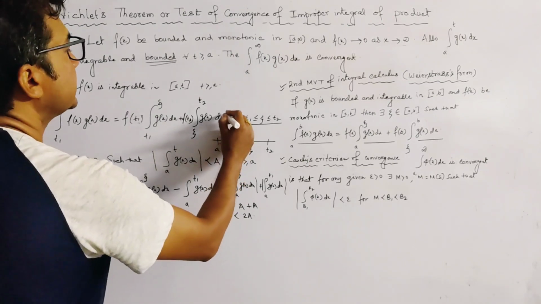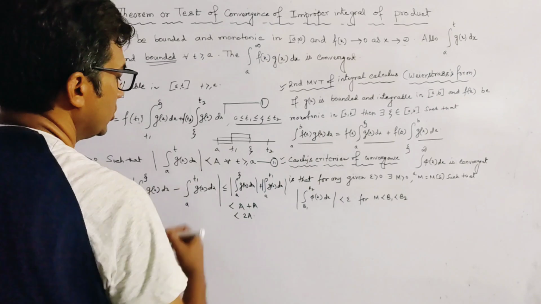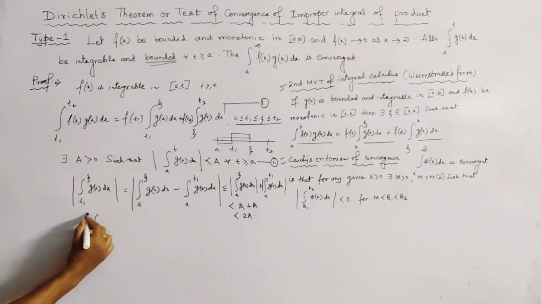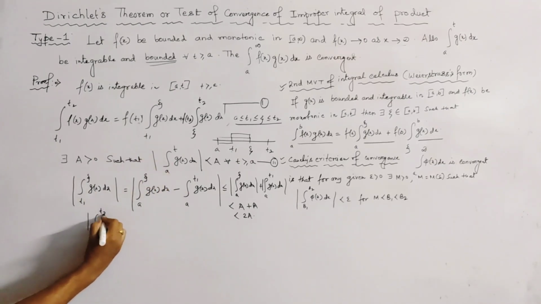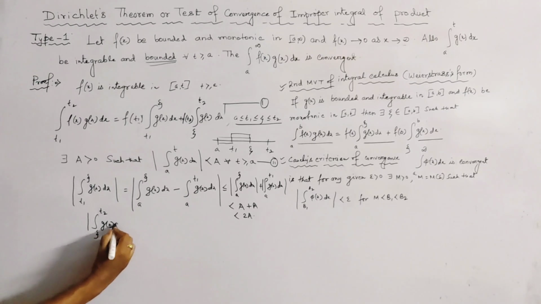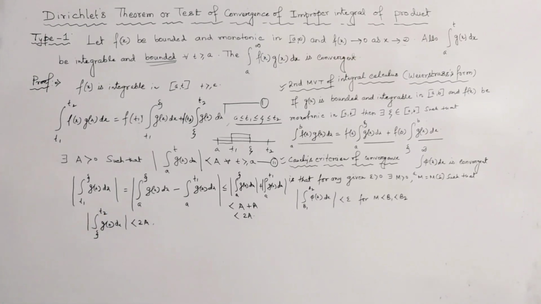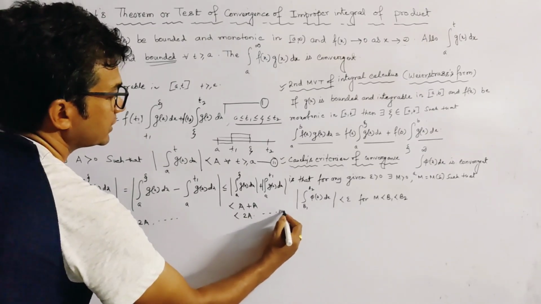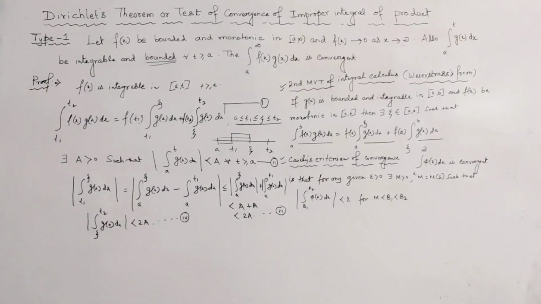We name this result as 1 and this as 2, and similarly we can write that the modulus of integration xi to t2 g(x) dx is also less than 2A. Okay, and we name this as 3 and this as 4, right?